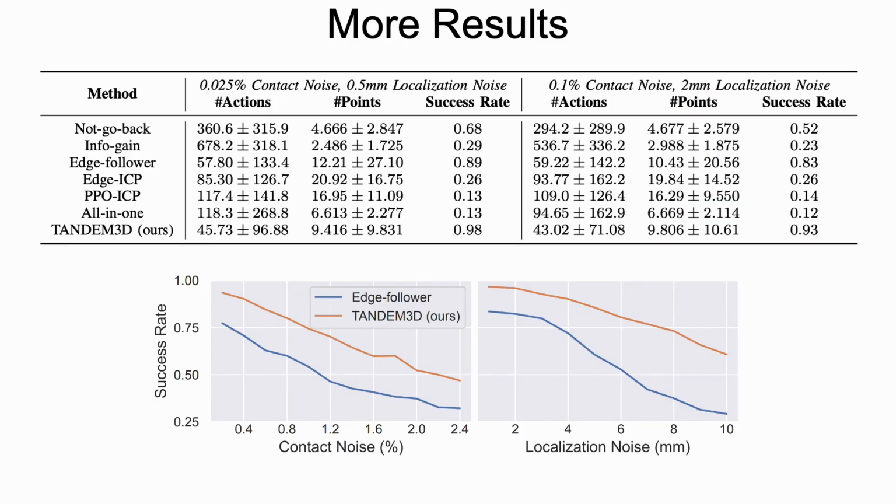TANDEM3D outperforms a variety of learning-based and heuristic-based baselines in terms of both accuracy and the number of actions. It also generalizes much better to larger sensor noise beyond training. See our paper for details on these results.